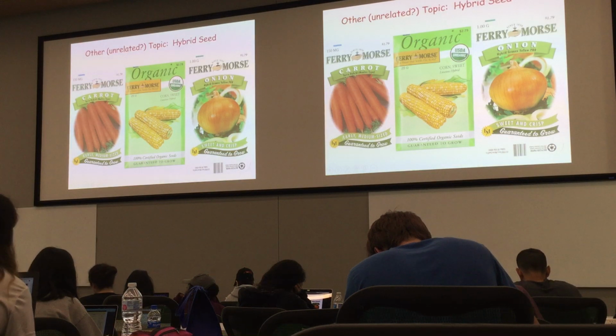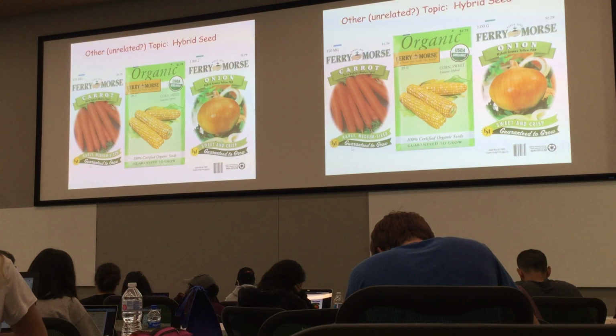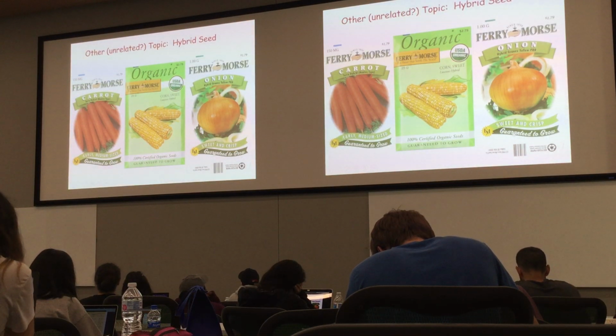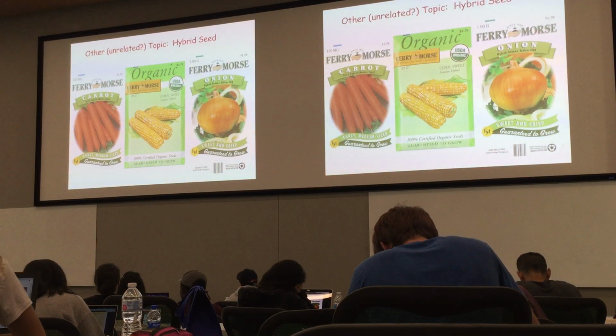What else do you see here? Organic. I don't know why they can apply the term organic. They're just seeds. It's not necessarily something you're going to eat directly, I don't suppose. And they say guaranteed to grow. I don't know about that. What's the alternative? You hope they grow, right? And they show you these great pictures. Okay, so how does it work?